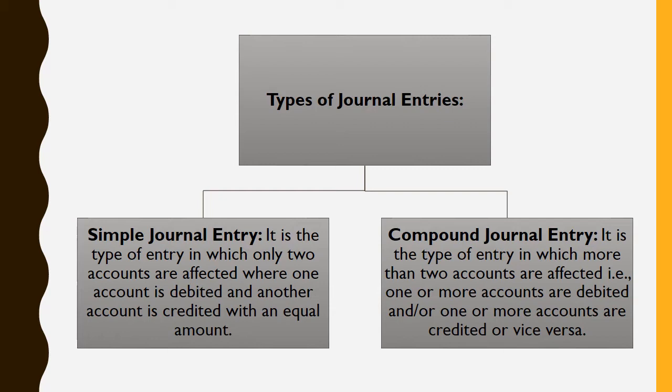more than two accounts. It means the entry in which only two accounts are involved, one debit and another credit, those entries are known as simple entries, whereas compound entry may involve more than two accounts. It means two or three debits or one credit or more than one credit may be possible. All those types of entries are known as compound journal entries.